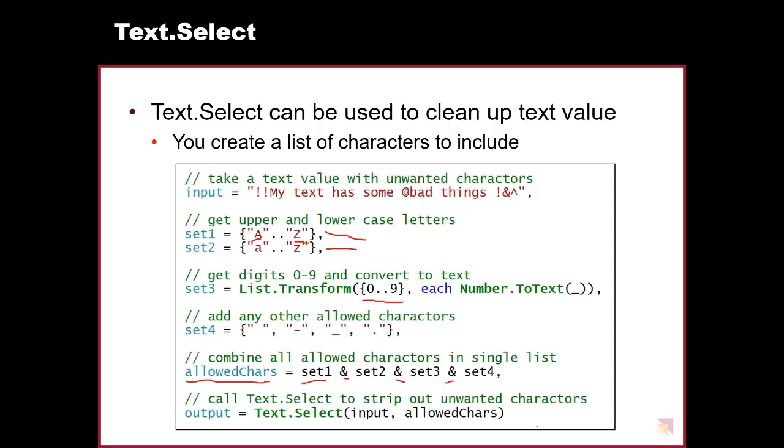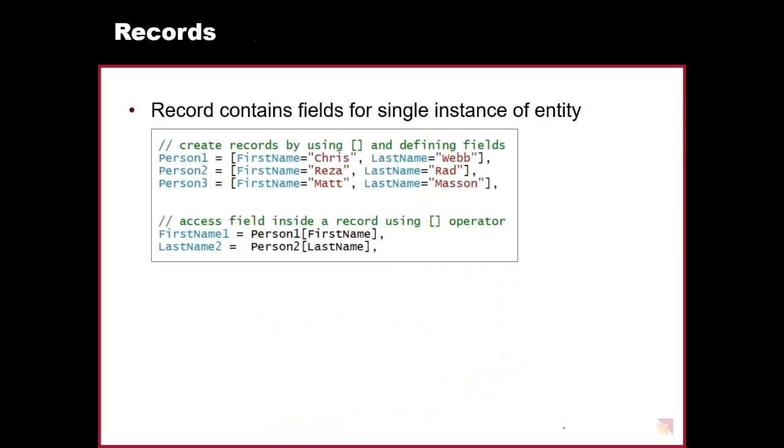And so now I have the allowed characters. And so finally we'll say text select, and we'll basically give it the characters, and then here are the characters I'm going to allow, and it's going to go through that string, and any character that's not in my allowed chars list is going to be automatically stripped out. So once again, some kind of nice high-end data cleansing techniques can really benefit from this.